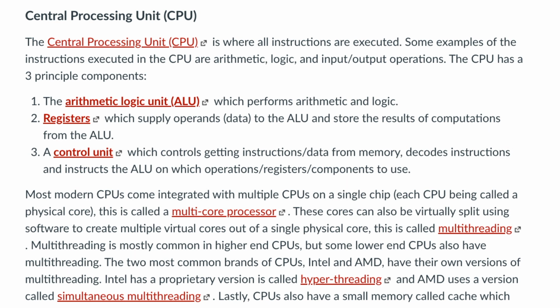The CPU is where all instructions are executed in the computer. Some examples of these instructions that are executed are arithmetic, logic, and input and output operations. And to perform these instructions, the CPU has three principal components.